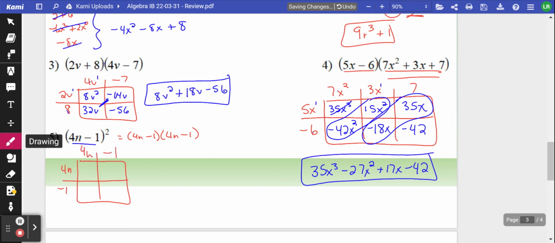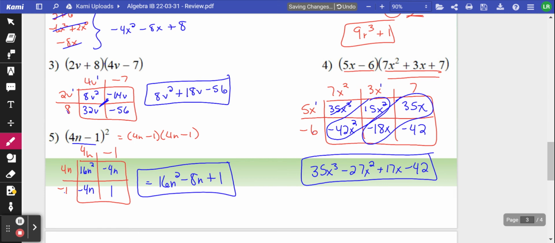And now we multiply. 4n times 4n, that's 16n squared. 4n times negative 1 is negative 4n. Down with negative 1. Negative 1 times 4n is negative 4n. And negative times a negative is positive. So I would get 16n squared minus 8n plus 1.